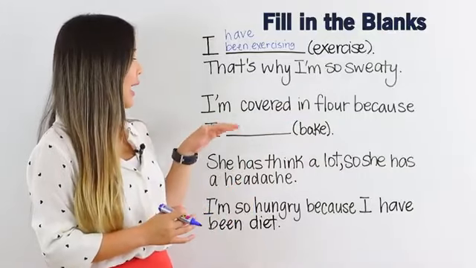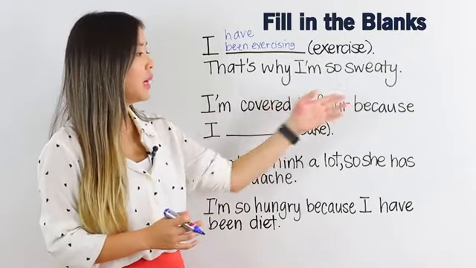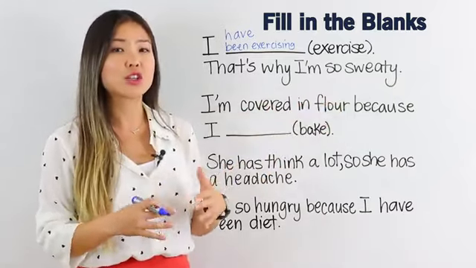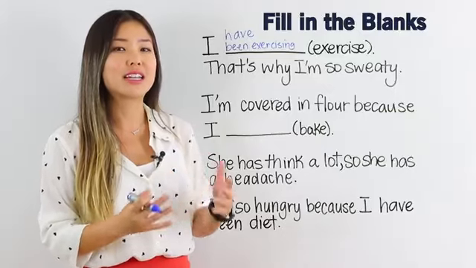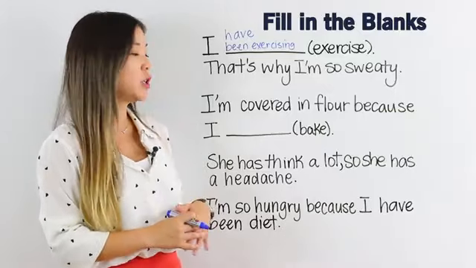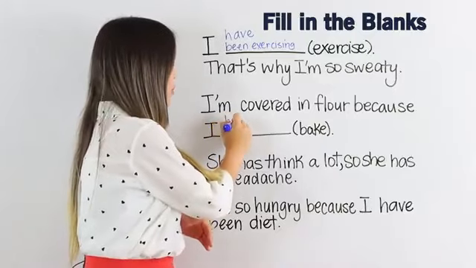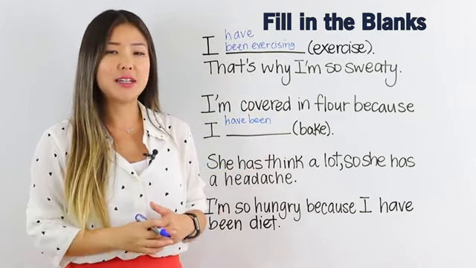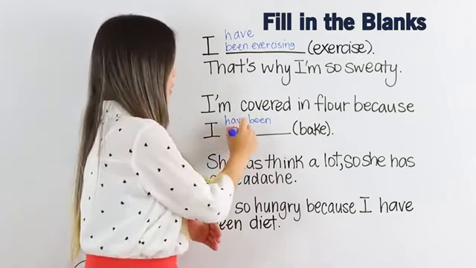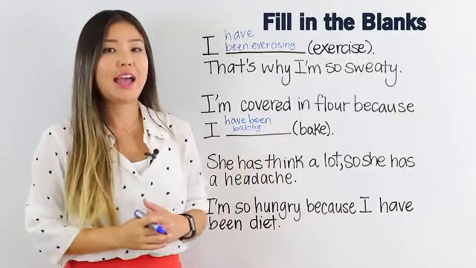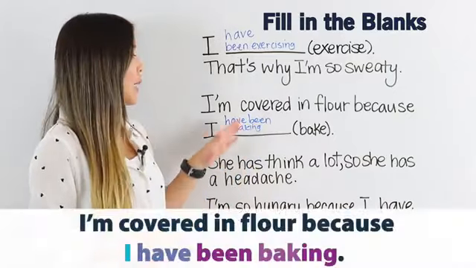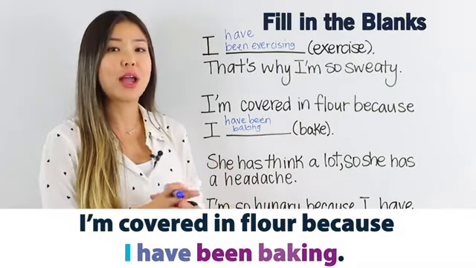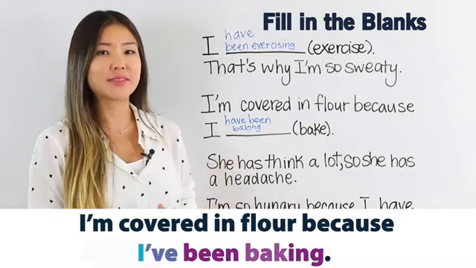Take a look. I'm covered in flour because. So this first part is the result. I need to show the action that stopped recently in the present perfect continuous tense. Again, the subject is I, so we use have been. Then, all we do is add ing to the end of baking. I have been baking. So again, I'm covered in flour because I have been baking. And we can use the contraction and say, I've been baking.